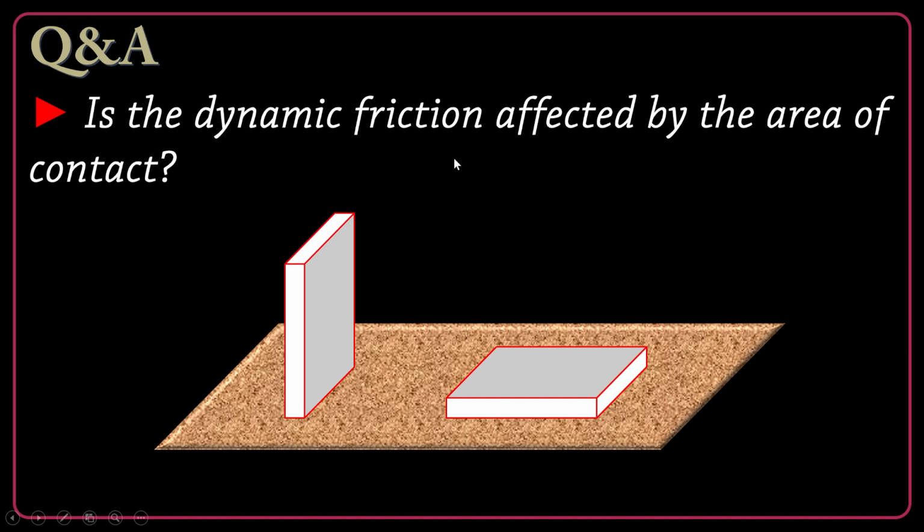Is the dynamic friction affected by the area of contact? The answer is no. If we keep the same nature of the surfaces, I mean the roughness and maybe the material, this wooden block will have the same friction even if you put it on a very large area of contact. No, it's not affected.